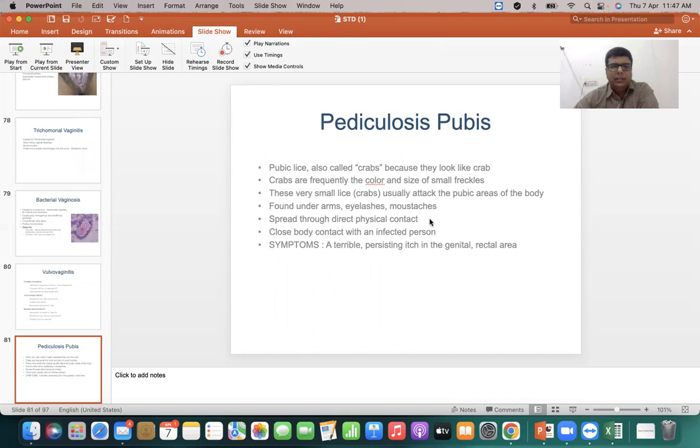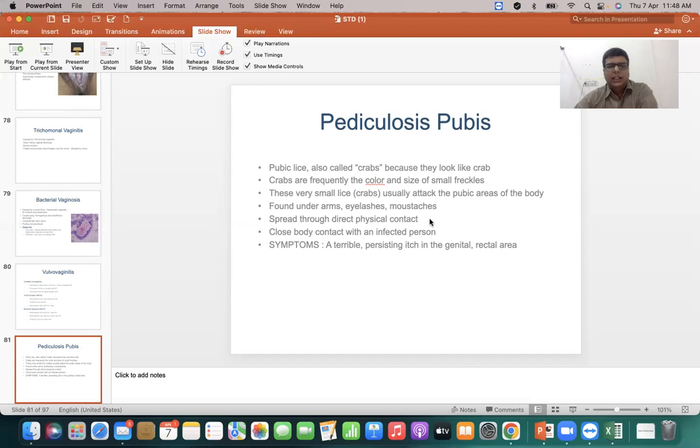Pediculosis pubis. Pubic lice are also called crabs because they look like crabs. Crabs are frequently the color and size of small freckles. They are very small lice, usually attack the pubic areas of the body, found in underarm, eyelashes, mustaches, spread through direct physical contact, close body contact with an infected person.